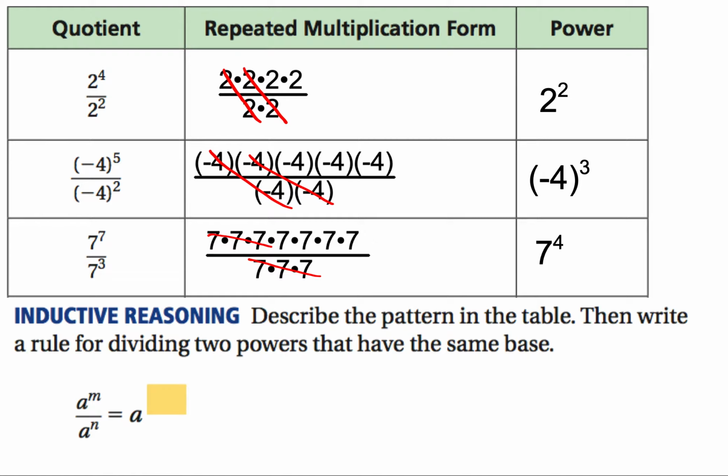Okay, describe a pattern you see in the table, then write a rule for dividing two powers that have the same base. One thing you might notice here is this looks just like subtraction. When you've got a certain number of something and you have to take away some of them, that's subtraction. So this does model subtraction. If you have the same base, you can subtract the exponents because that's what reducing fractions does.